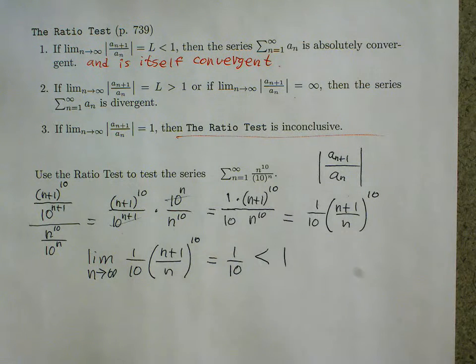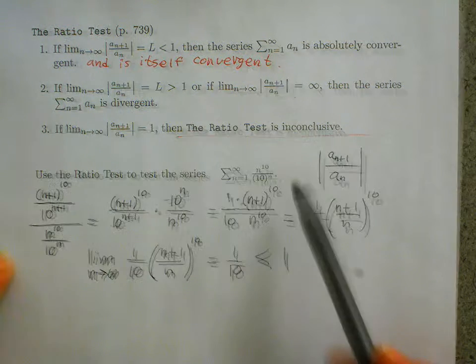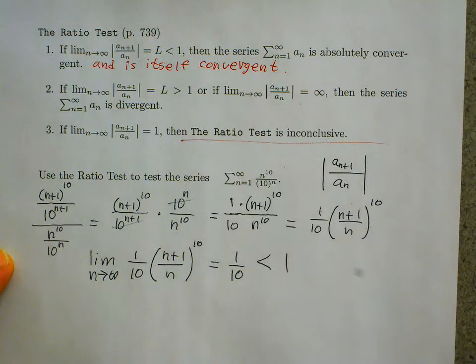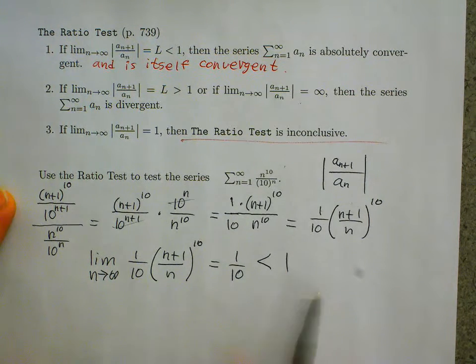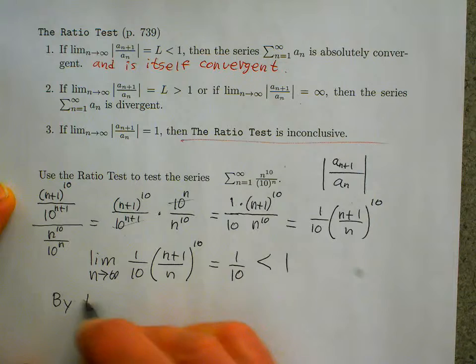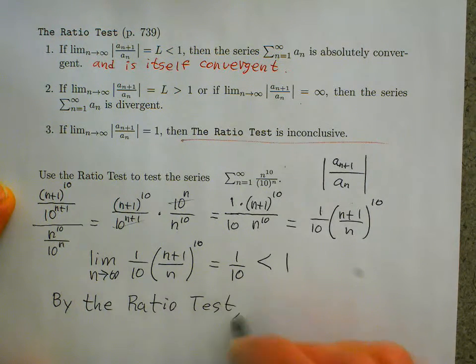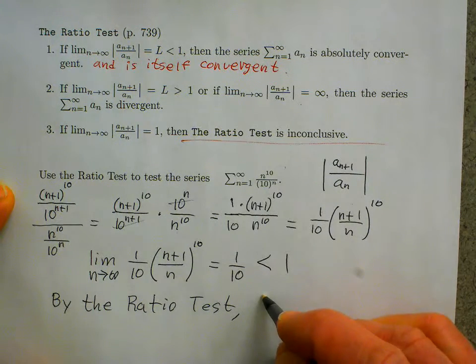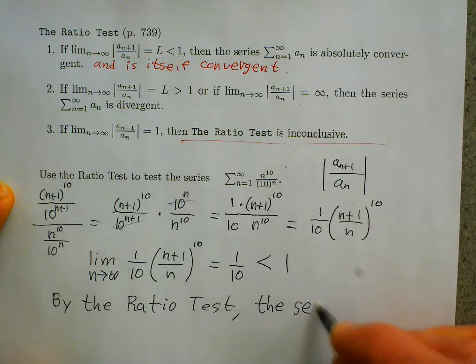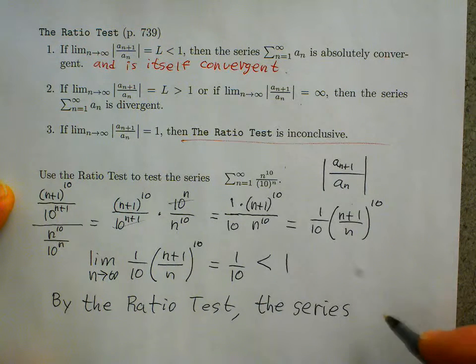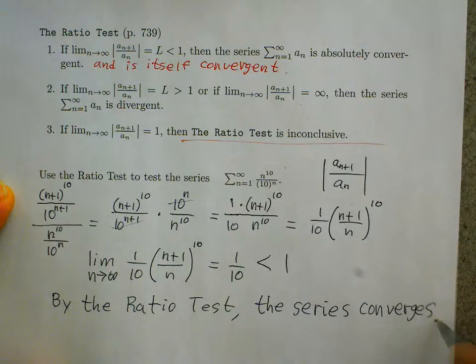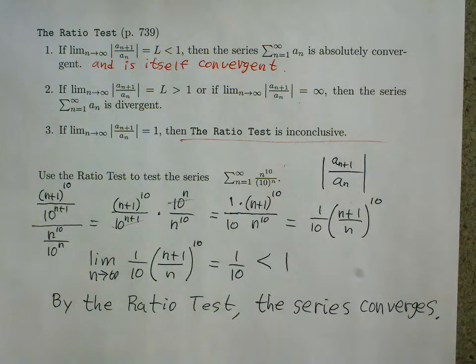Well, it's convergent. So in this one, absolute convergence is the same as convergent. So by the ratio test, this series converges. Pretty neat, huh? Okay, the next page we'll look at the root test.